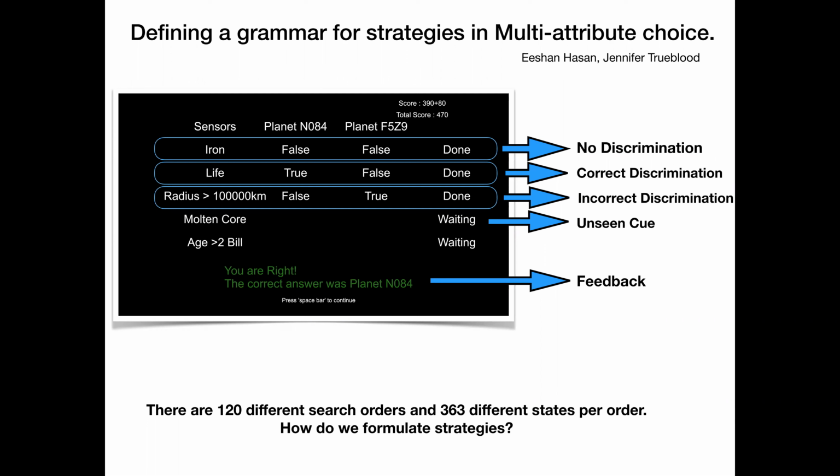Today I'm going to present a grammar that can be used to write down strategies in multi-attribute choice. In this paradigm, participants have to make a choice between two options on the basis of various cues. In our experiment, we wanted to see how participants learned how to do this task in an unknown environment.